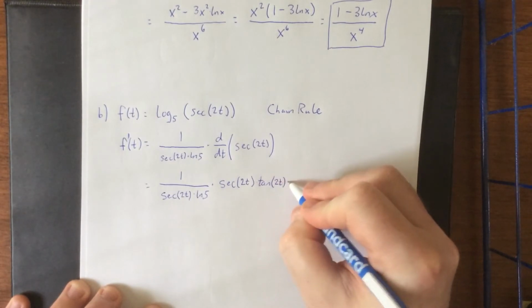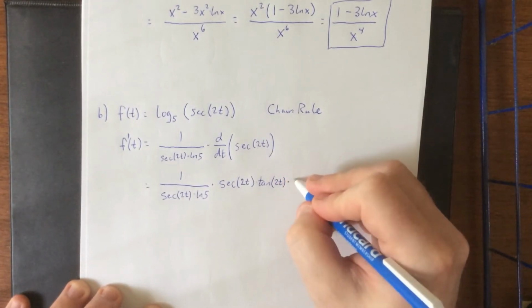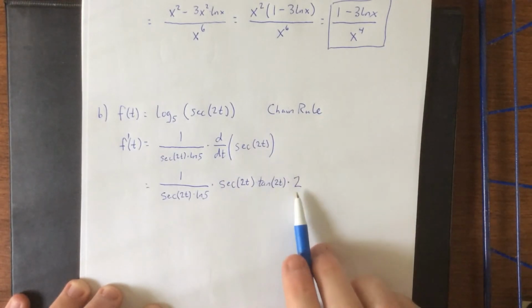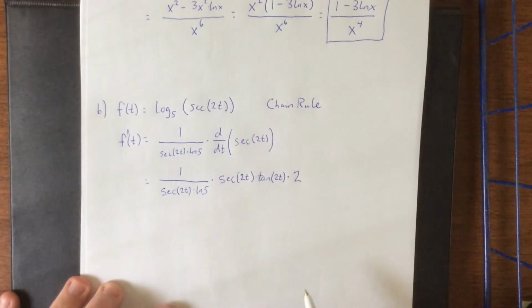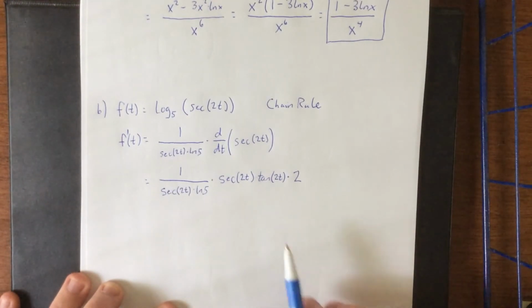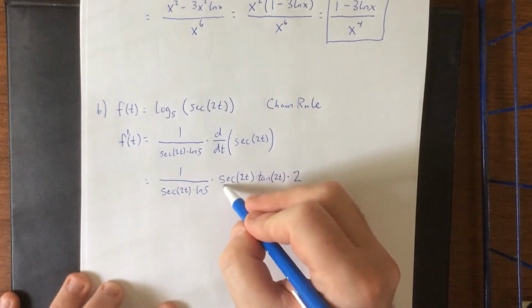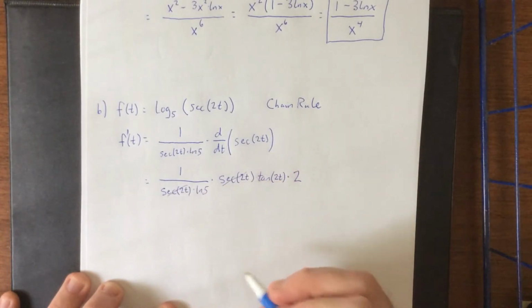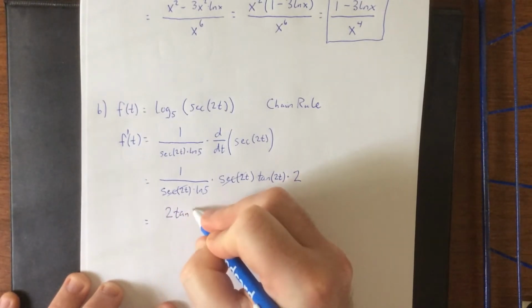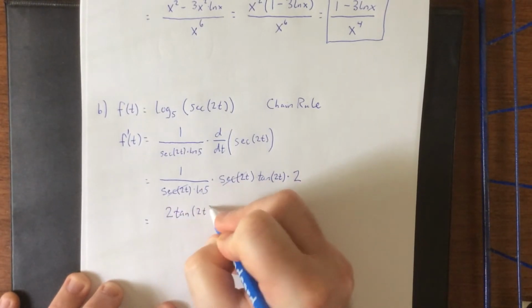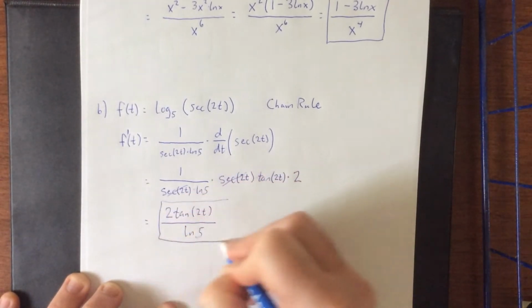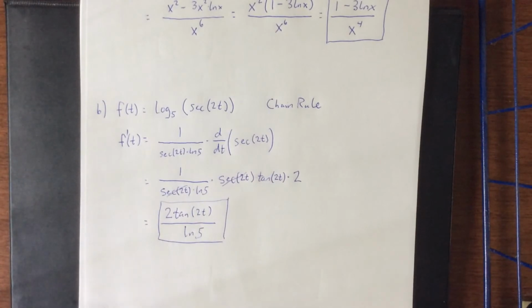The chain rule then says we'll multiply by the derivative of 2t, and employing the shortcut from a couple sections ago, the derivative of something linear is just going to be the slope of whatever that thing happens to be. Now, from a calculus perspective, we're done. From an algebra perspective, we can cancel out a secant of 2t with a secant of 2t and set this up as just one big fraction. So that would be 2 times the tangent of 2t divided by the natural log of 5. We'll go ahead and refer to that as our final answer.